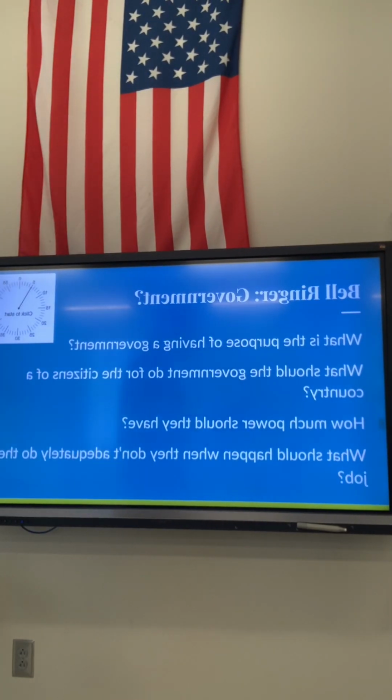I would go to this, and I would read off every question to them, because I have a big class and this is a big classroom, and if the people in the back can't see it, I want to make sure they know what we're doing. So before I would start the timer, which would be on the board up here at the top, I would read every question first. The questions are: what is the purpose of having a government? What should the government do for the citizens of a country? How much power should the government have? And what should happen when they don't adequately do their jobs?